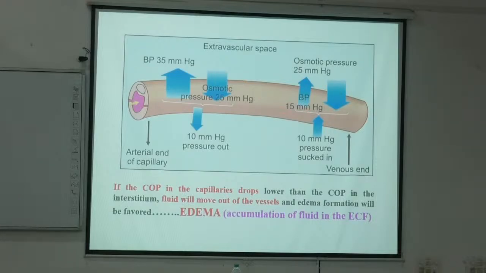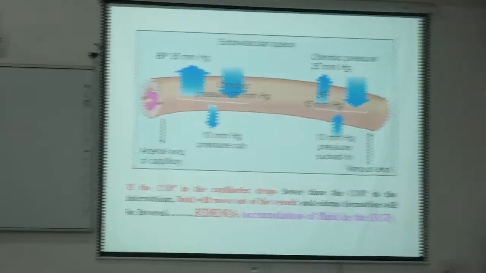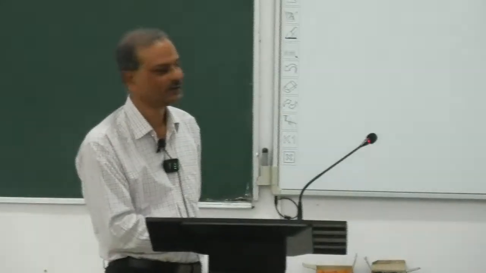Now again this will be here 25. So the fluid will not be able to be taken up by the venular end. So there will be accumulation of extracellular fluid in the tissue space, and that is the basis of formation of edema.